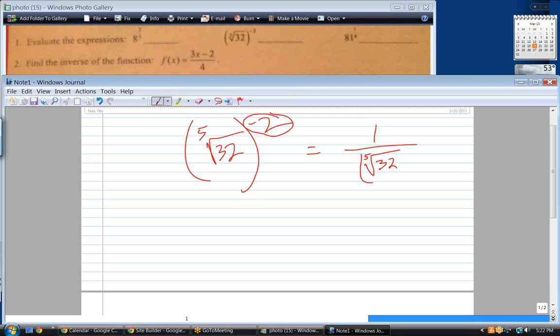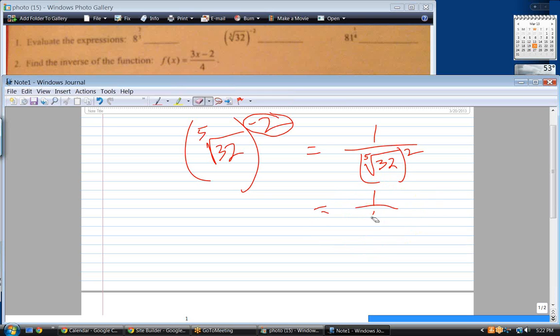So it would be this way. In other words, this is equal to that. Now we just have to work with the denominator. What's the 5th root of 32? 2. 2 squared. 4. So that whole expression is equal to 1/4.